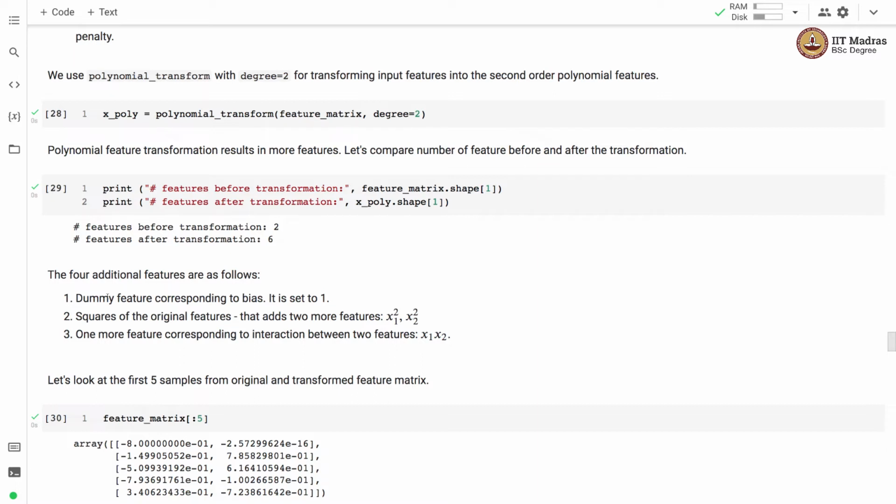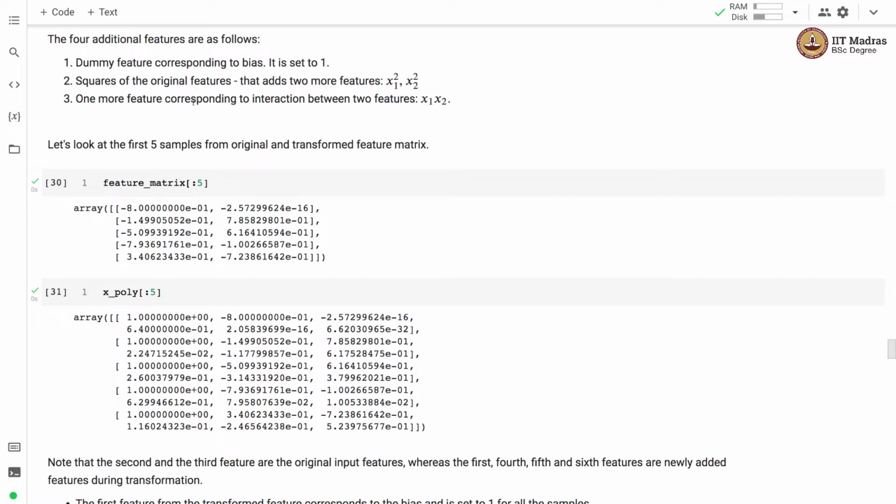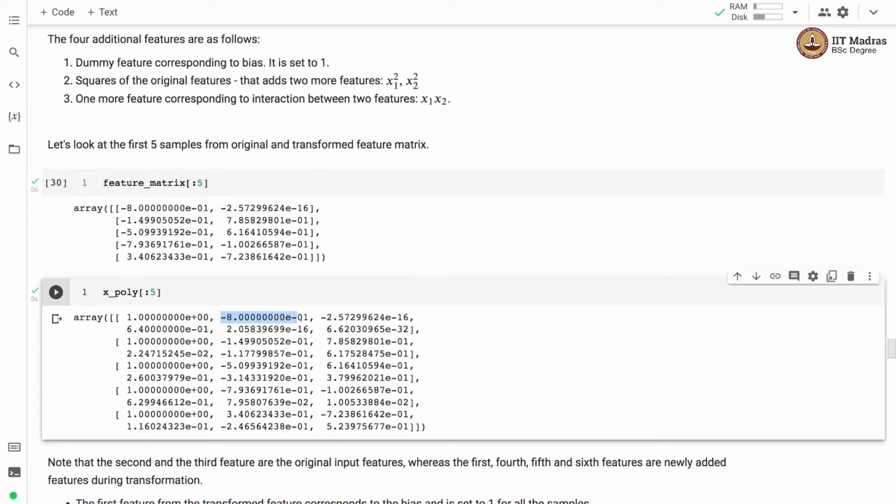These 4 features include a dummy feature corresponding to bias that is set to 1, then the square of original features that adds 2 features, x1 squared and x2 squared, and then one more feature corresponding to the interaction between the 2 features, which is x1 x2. Let's look at the first 5 samples from the original and transformed feature matrix to verify this. You can see that in the transformed feature matrix, the first feature and the second feature are copied over here. This is the first feature of the first sample, which is 0.8, and the second feature of the first sample, they are identical, and you can see that the same trend applies here.